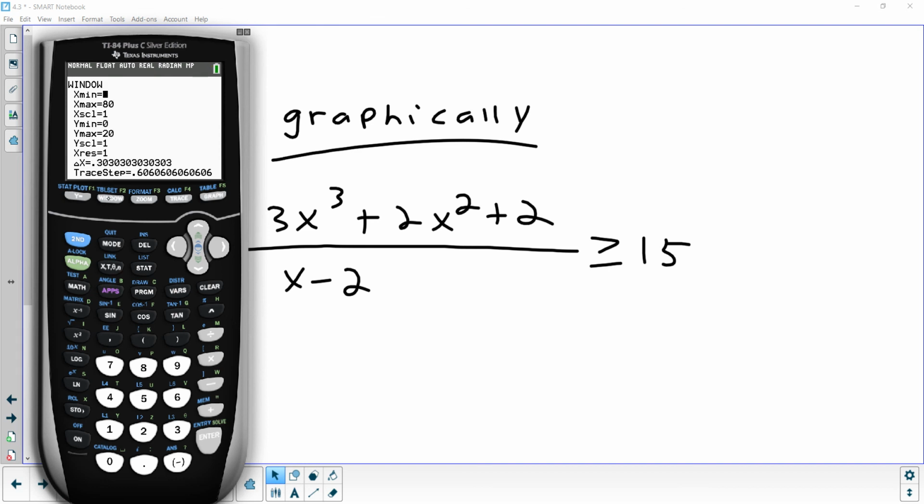So what I should do is check my window. Let's try like -20 to 20. And for y, I definitely would look at negatives as well. Let's do -20 to 20. I'm doing a little more than a standard window because I know I got to go to at least 15 on the y max. So again, where is the graph that curves going to be above 15?